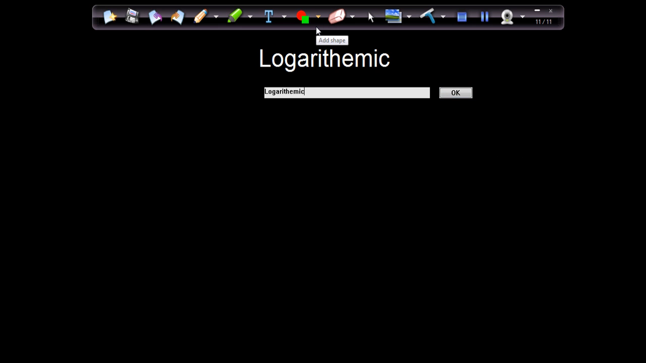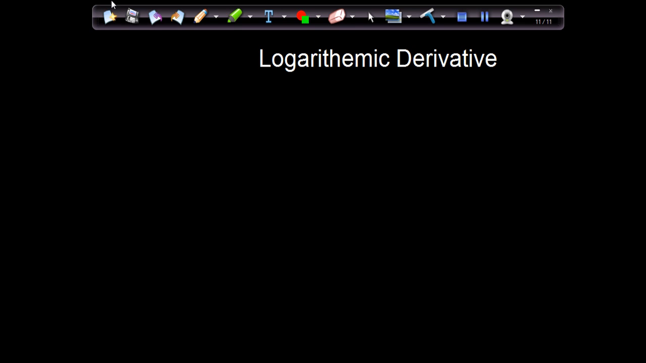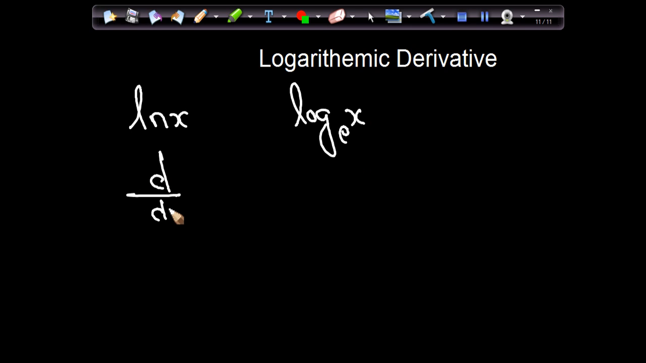Then we do have logarithmic functions. Logarithmic derivatives. If we have a function ln of x, what is ln of x? Log to base e is also called the natural logarithm. Ln of x means log to the base e of x. So if I have ln of x, then the derivative of ln of x is given as 1 by x.